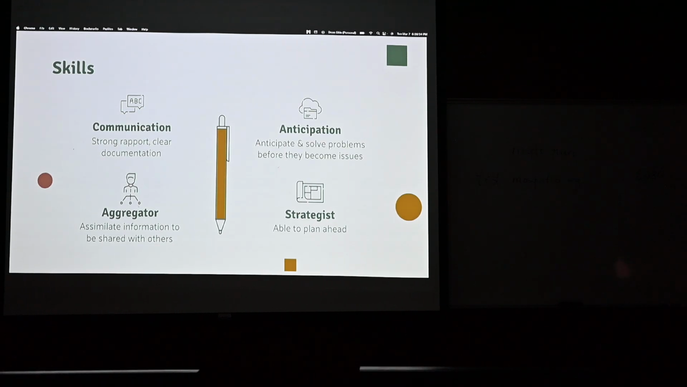And clear documentation really goes with being a great aggregator. You are documenting all this together and you want it in a single place where everyone can come to get it. So people shouldn't even have to ask you for things at the end of the day. It should just be, well, you know where to find it. Go find it yourself.